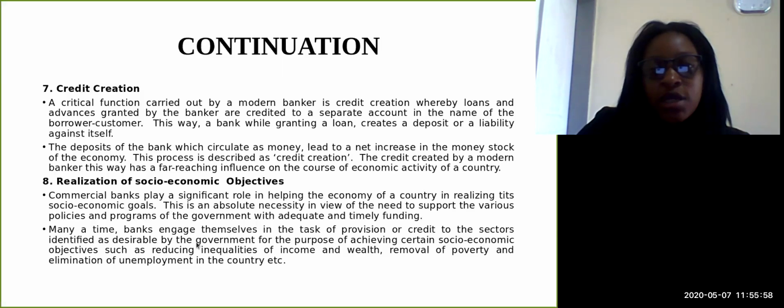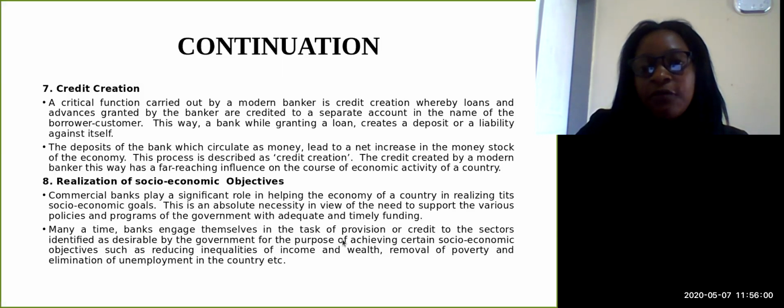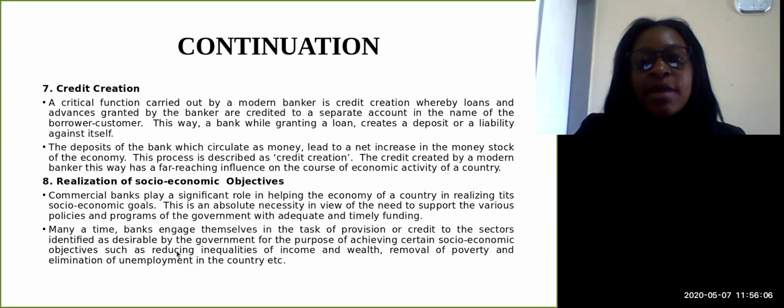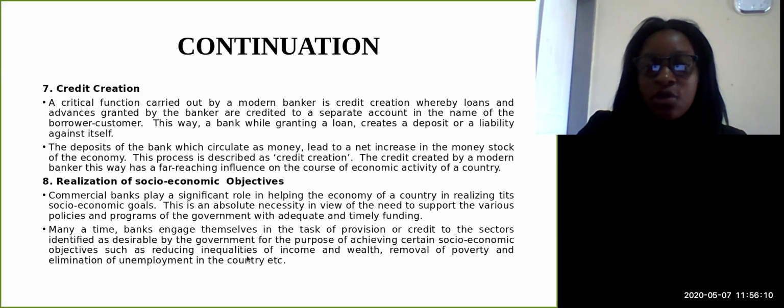Banks also engage in the provision of credit to the sectors identified as desirable by the government for the purpose of achieving certain socio-economic objectives such as reducing inequalities of income and wealth, removal of poverty, and the elimination of unemployment in the country.